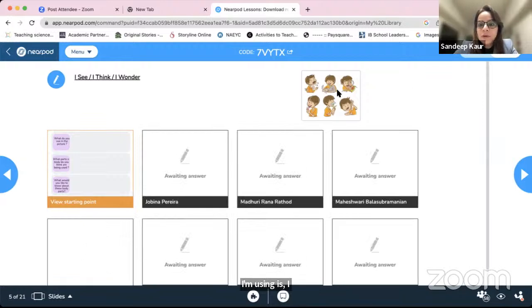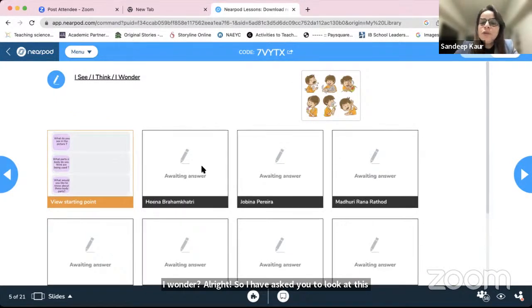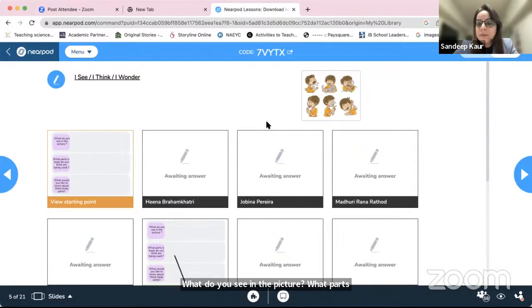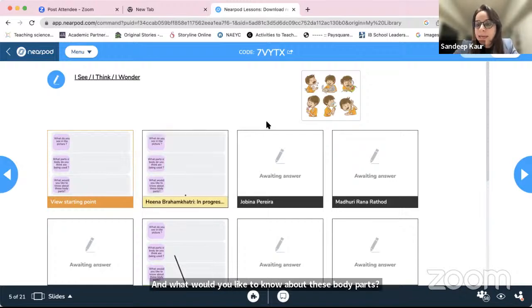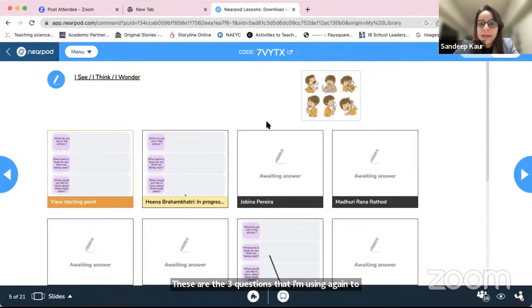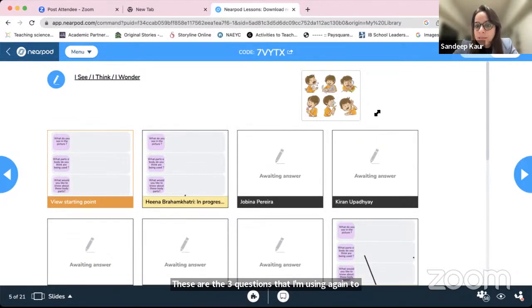All right. So I have asked you to look at this picture here, right on top of this. And then what do you see in the picture? This is like a provocation. You can show a picture, you can make them listen to music or anything. And then you have some probing questions. What do you see in the picture? What parts of the body do you think are being used? And what would you like to know about these body parts? These are the 3 questions that I'm using again to understand my students, right? So I would request you to type an answer to this.